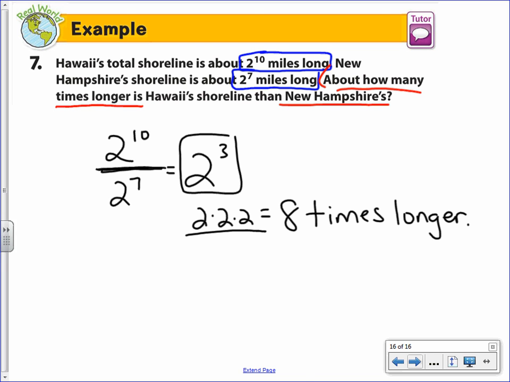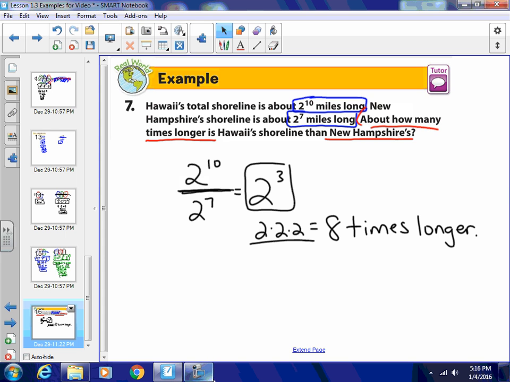Today we looked at multiplying powers with the same base, dividing powers with the same base. If you need help, go back and watch the videos again so that you have a better understanding of what you're doing.